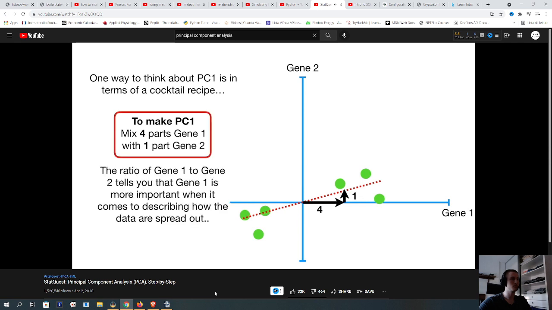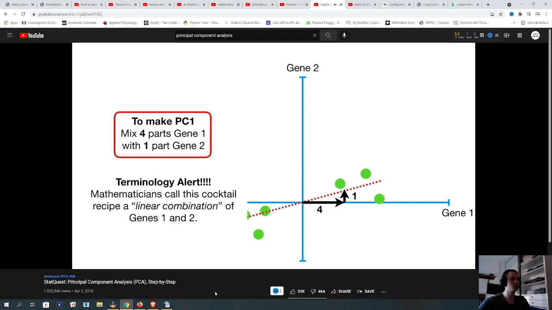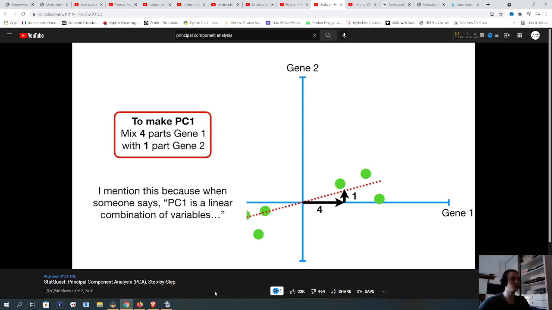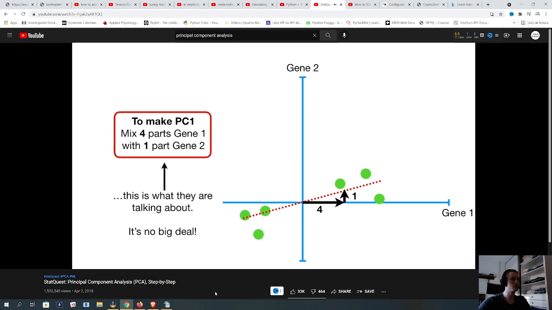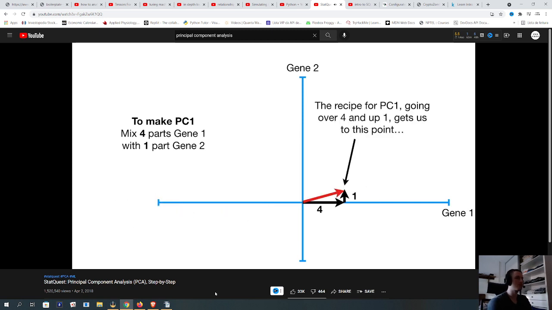The ratio of gene 1 to gene 2 tells you that gene 1 is more important when it comes to describing how the data are spread out. Oh no, terminology alert! Mathematicians call this cocktail recipe a linear combination of genes 1 and 2. I mention this because when someone says PC1 is a linear combination of variables, this is what they're talking about. It's no big deal.